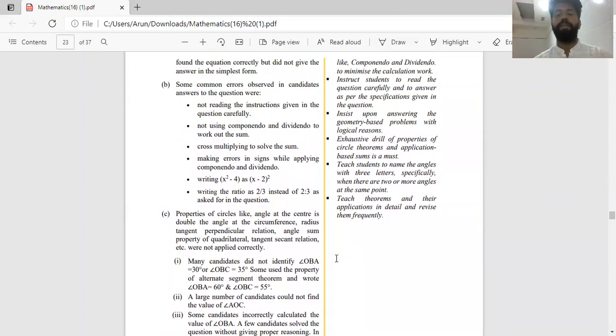Exhaustive practice of properties of circle theorems and application based sums is a must. You need to also know to name the angles with 3 letters, specifically where there are 2 or more angles at the same point. And then you need to familiarise yourself with all the theorems of circles, with all the different properties that we have, and then revise them frequently and know where to apply which property.